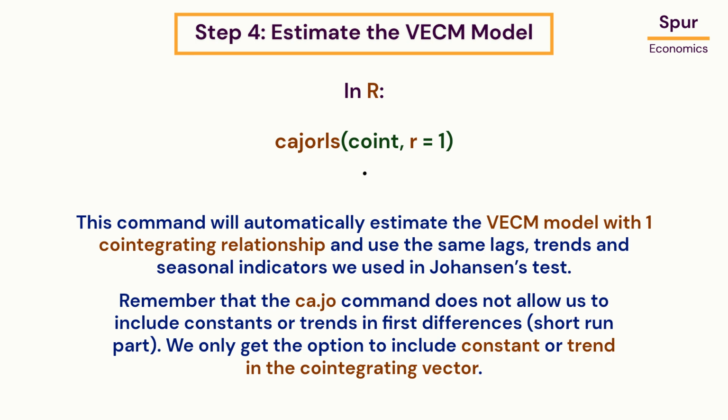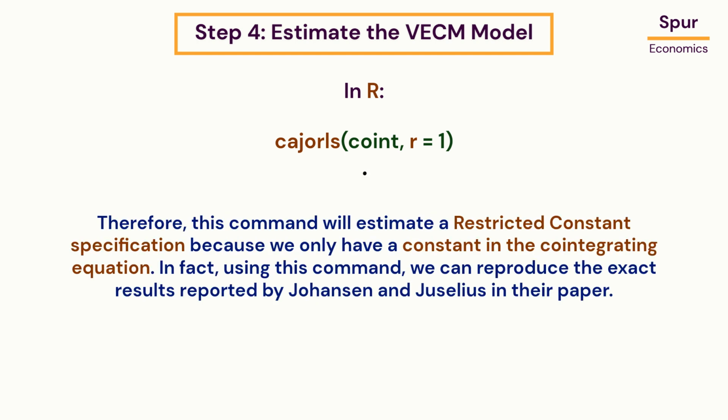This command will automatically estimate the VECM model with one cointegrating relationship and use the same lags, trends and seasonal indicators we used in Johansen's test. Remember that the ca.jo command does not allow us to include constants or trends in first differences. We only get the option to include a constant or trend in the cointegrating vector. Therefore, this command will estimate a restricted constant specification because we only have a constant in the cointegrating equation. In fact, using this command, we can reproduce the exact results reported by Johansen and Juselius in their paper.